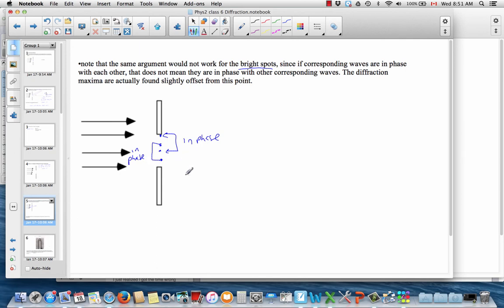So maybe I'll use color, that might be better. Okay, so the red points are in phase with each other. They'd have to be by the geometric argument. The blue points are in phase with each other, but the red points and the blue points don't necessarily need to line up with each other.